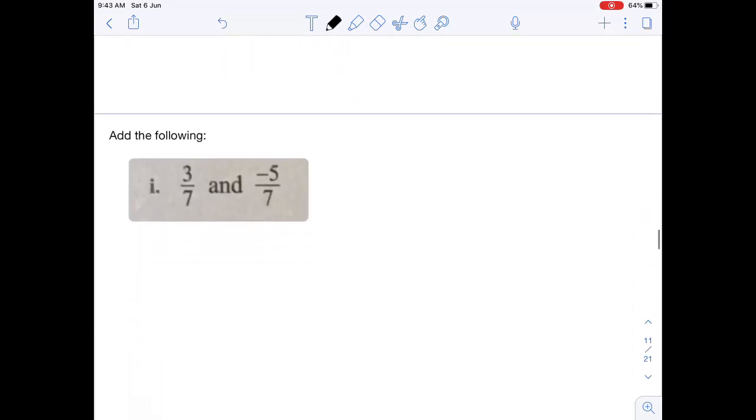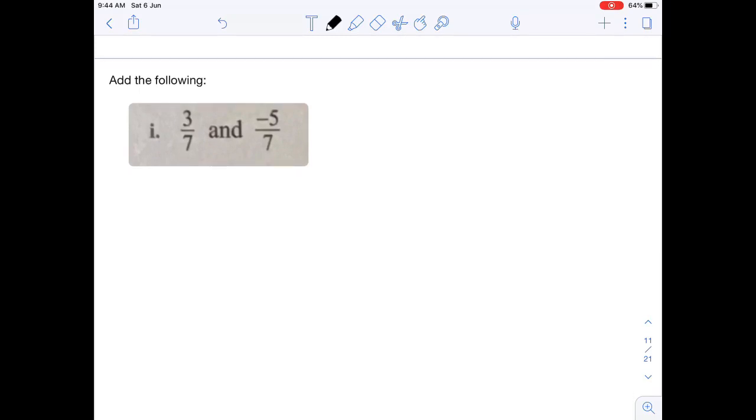Let us start with the first example. Add 3 upon 7 and minus 5 upon 7. Solution: first we write the given, 3 upon 7 plus minus 5 upon 7. Remember that both numbers have the same denominator. When two numbers have the same denominator, we write the numerators together, so it can be written as 3 plus minus 5 upon 7.